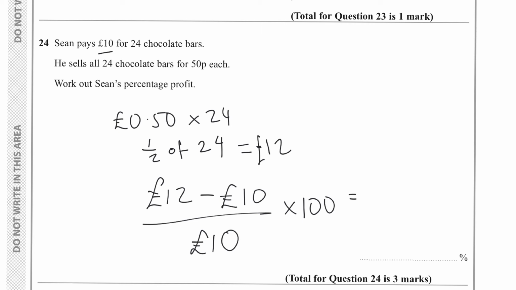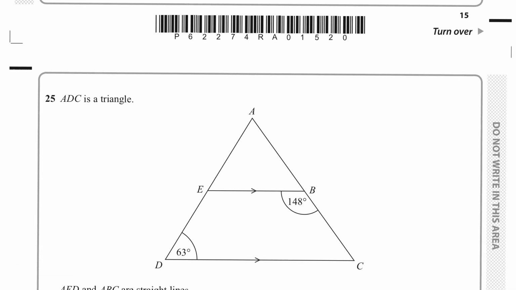So 12 minus 10, which is 2. 2 out of 10 times 100. So that would leave you with 2 out of 10 is 0.2 times 100. Move forward 2 spaces, stick a 0 on the end. You're left with 20. So he's made 20% profit. Not bad, Sean. Not bad.